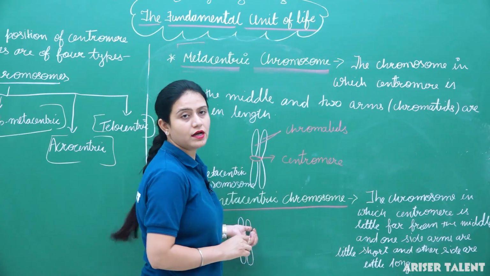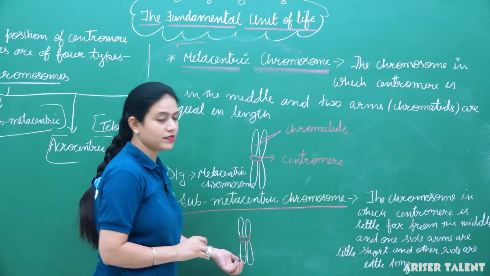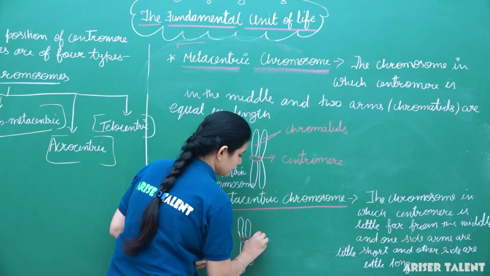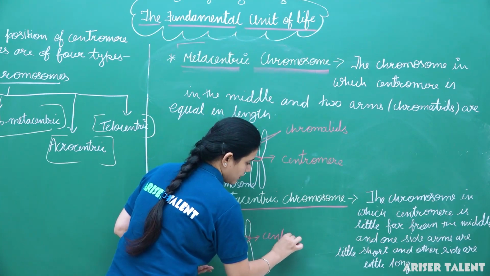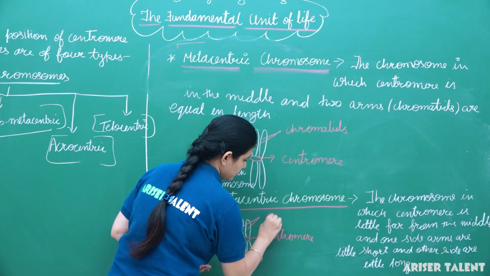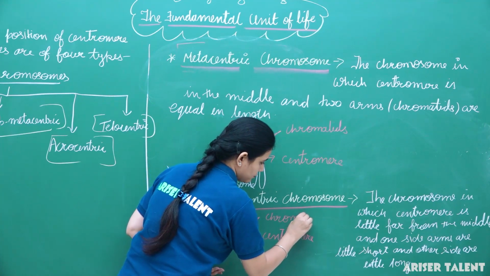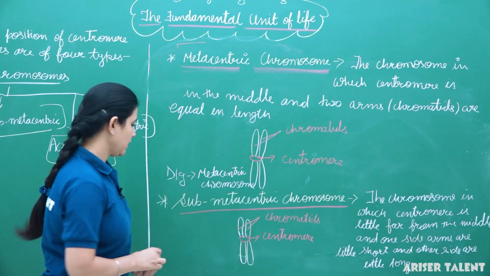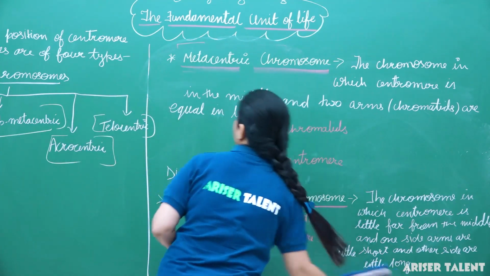Okay. One side arm is a little shorter and another side arm is a little longer because the centromere has shifted. Centromere, and these are chromatids. So this is the structure of a submetacentric chromosome. Next we will talk about acrocentric.